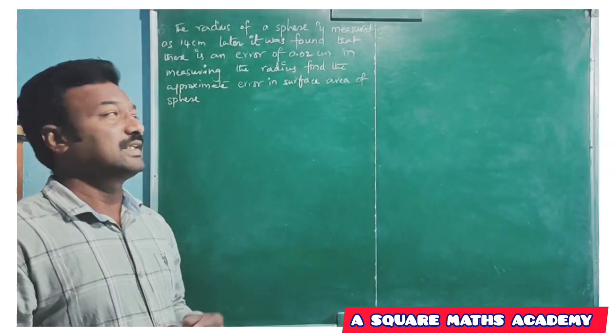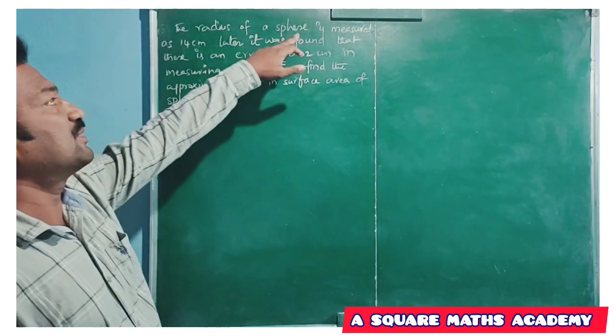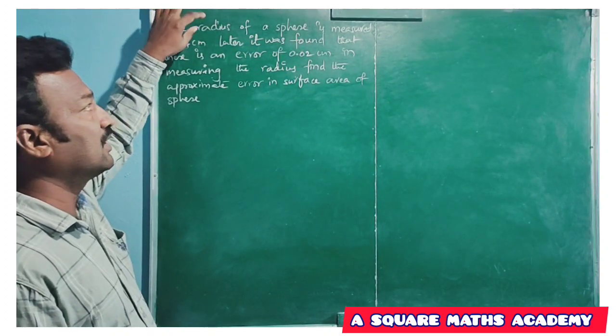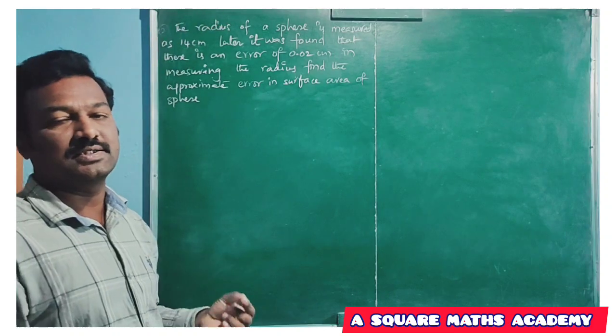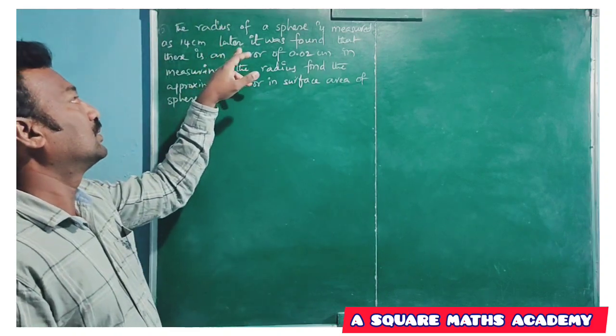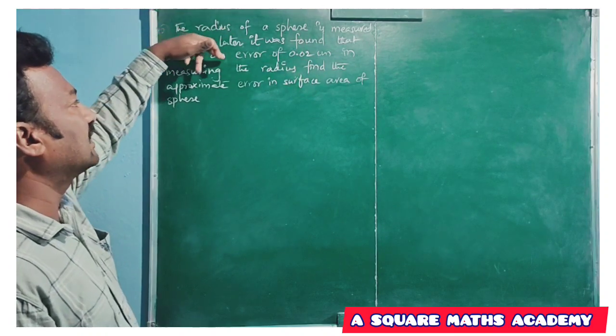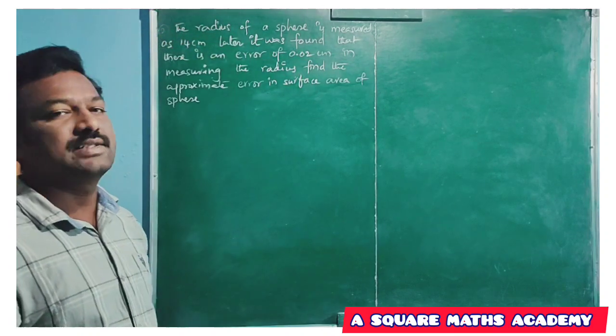Now next one, see here. The radius of a sphere is measured as 14 centimeters. The radius is denoted by small r. So later it was found that there is an error of 0.02.